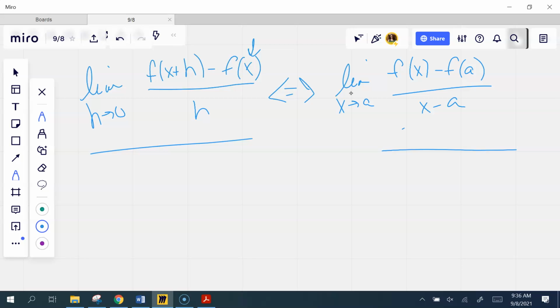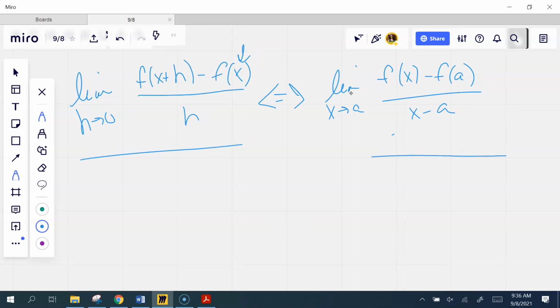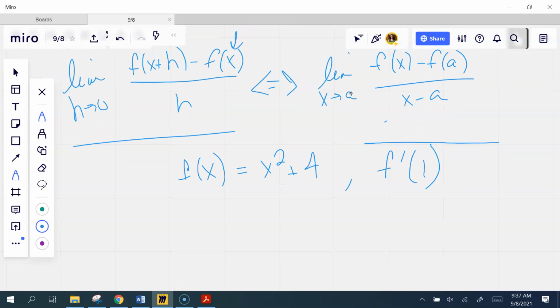Let me show you. Let's do this two different ways. If you like the difference quotient, use that. If you like the alternate, use that. But we'll work it out both ways. Let's say I told you that f of x was x squared plus 4, and I said find f prime of 1. Find it both ways and let's see which one. Don't look, don't cheat.